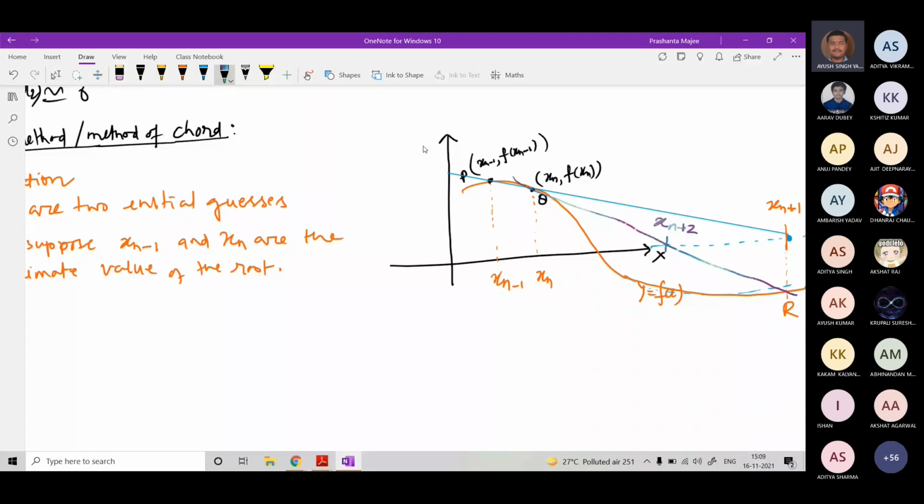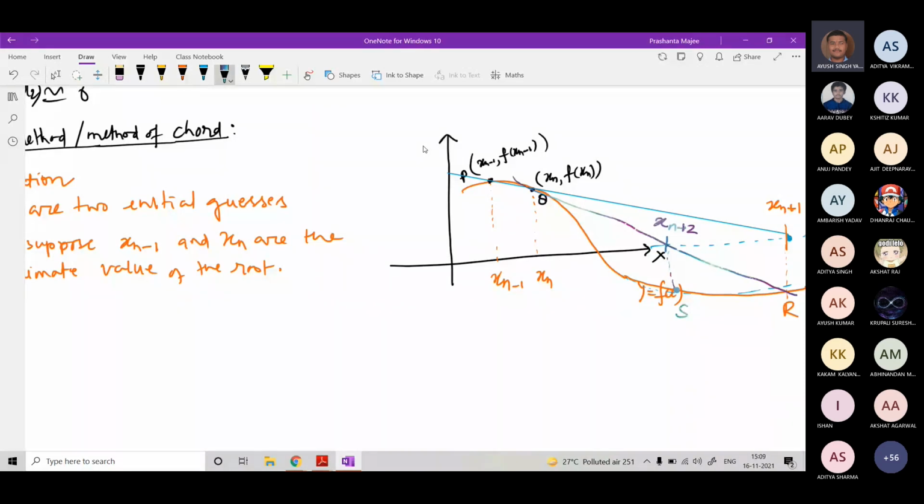Then what shall we do? Then we'll consider the 2 points R and S, where S is the point corresponding to the x value xn plus 2. We'll draw a chord joining R and S, and that chord is going to cut the x-axis at some point. That value will be called the next approximate root, xn plus 3.